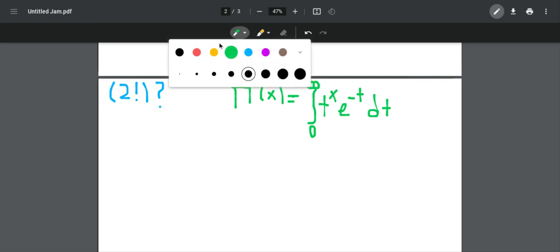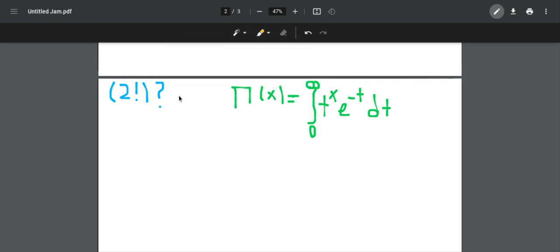So how do we solve it? I'm going to write it again in another color. So this is the integral from 0 to infinity of t squared times e to the negative t dt. For evaluating this integral, first I'm going to do an integration by parts on the side, and then evaluate at the integration limit bounds.